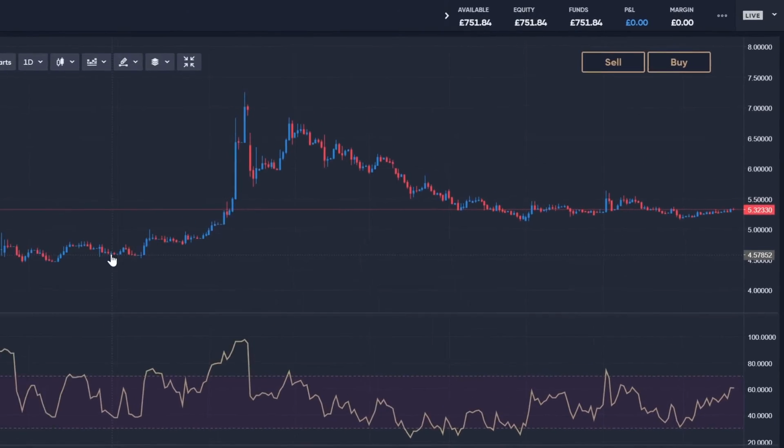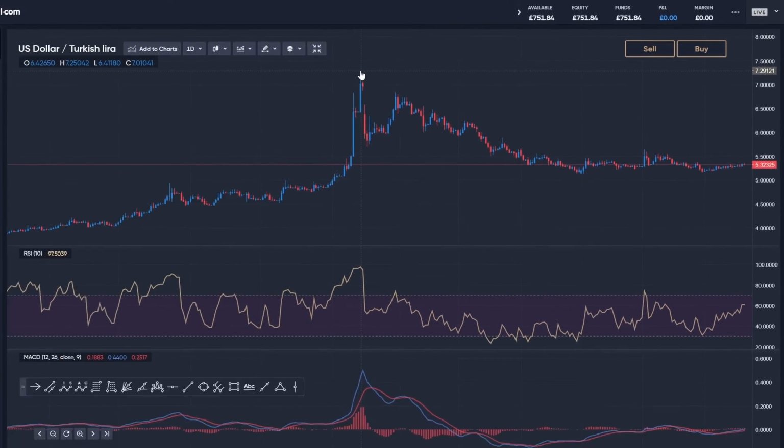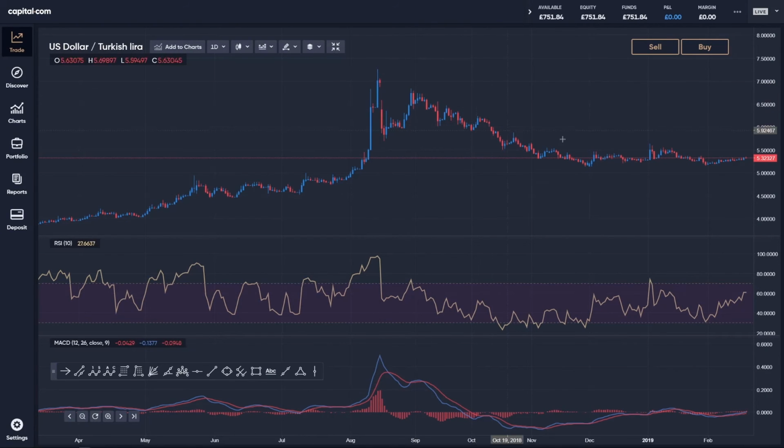But then fear really gripped this market, and we saw sellers of Turkish lira and of course buyers of US dollar. So the price went from 4.6 to briefly as high above 7.2 in mid-August. Since then the price has calmed down, but you can see just how sentiment can really grip a market and how fundamentals and normal news flow can be disregarded as that sentiment takes hold.